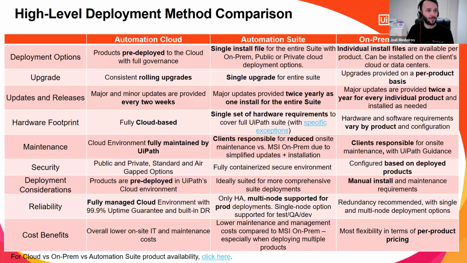But in very short, deployment options: automation cloud has all the products, and there is no installation. You just sign in. You don't have to install anything, you can just be onboarded to the cloud. The automation suite is a little bit different. You do have to install, but it's a one-stop shop. You install in one place and you have everything available.